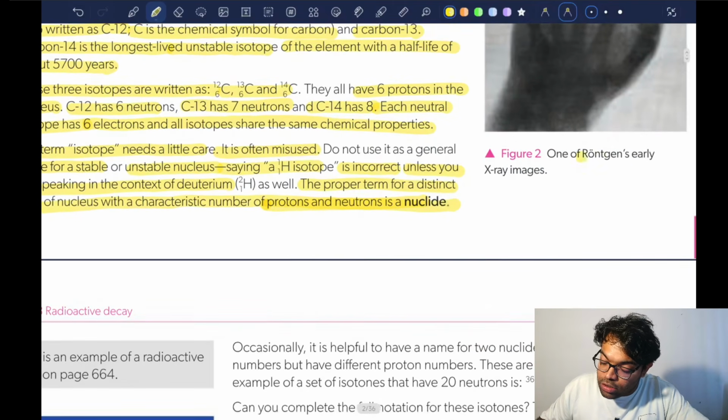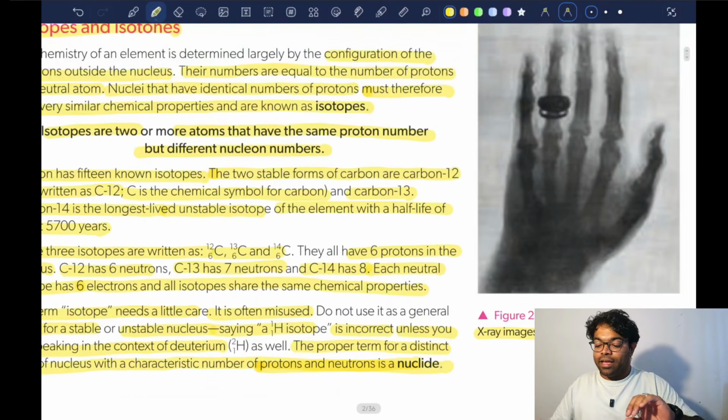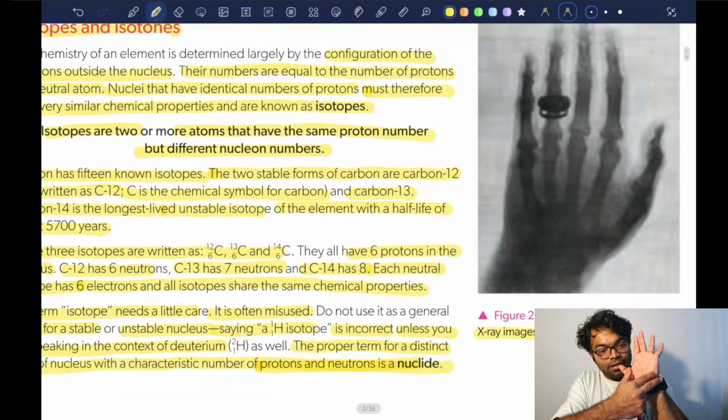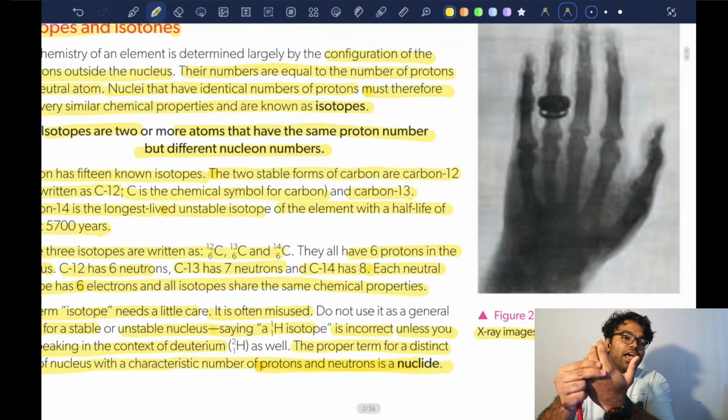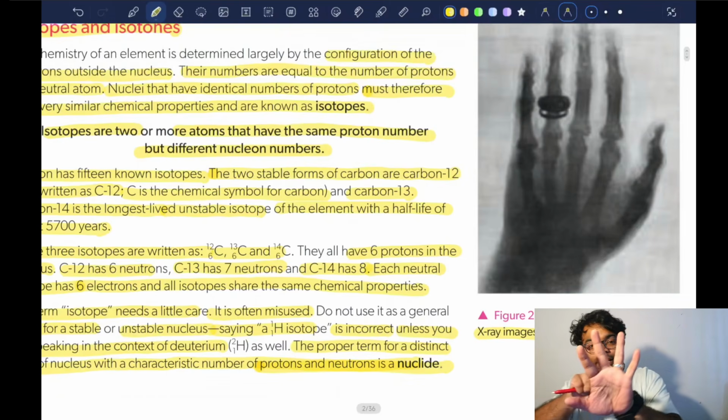One of Röntgen's early X-ray images. Can you see the ring that is on his finger? So basically, he does not have long fingers. The thing is, our fingers don't actually start from here. They basically start from this portion. The different fingers just have cartilage and muscle around them. That's it. So the ring on his finger and this finger are exactly the same.